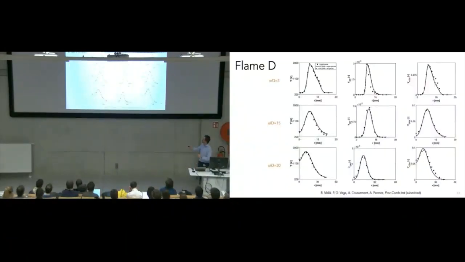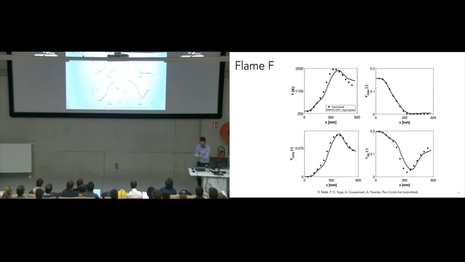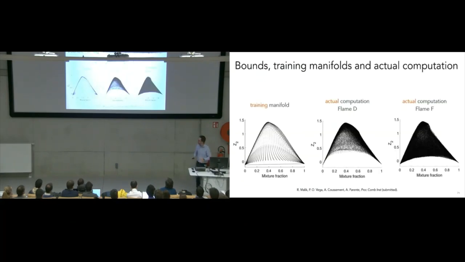And of course, we can compare. Everything works very well for Flame D, which is a sanity check, if you want. But this is also working quite well for Flame F. As I told you, this is a very complex flame to model. I think more interesting than this is this picture. I think this picture tells a lot about why this model works and what you have to do to make it work.